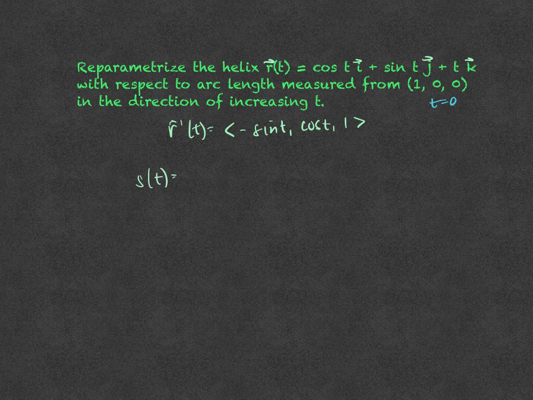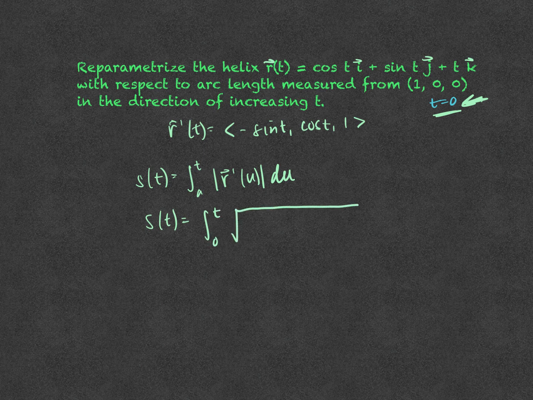In order to reparameterize the helix, the first thing we need to find next is s of t. Remember that s of t is the integral of the arc length from a to t in terms of u. I'm going to use this notation because it's faster to write, but the thing to notice here is our variable is going to be u. So s of t equals the integral from a, our beginning t value, which we know from way up here to be t equals 0, so from 0 to t, of the square root of negative sine of u squared, which is sine squared of u, plus cosine squared of u, plus 1 squared is 1, with respect to u.